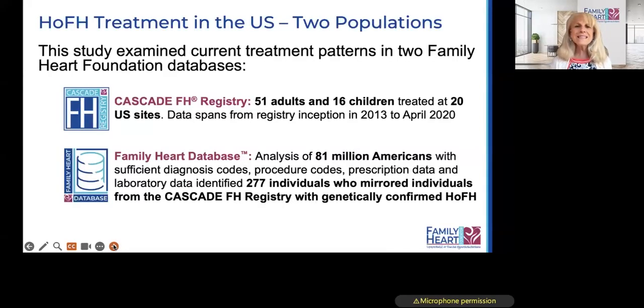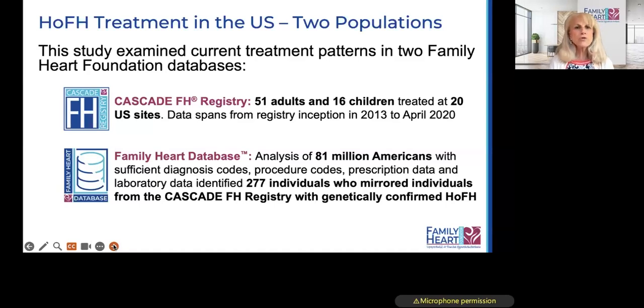So we really decided when we were doing this paper to think about a way that we could not only look at what happened in our registry, but also look at what might be happening in the real world. So we looked at two populations, not just the registry. What we did was we looked at our two Family Heart databases. And as you know, and some of you may be participants in the registry, we have this Cascade FH registry. I know Mary Card, one of my colleagues, is on the call tonight on the webinar, and Mary manages all the day-to-day work with the registry.